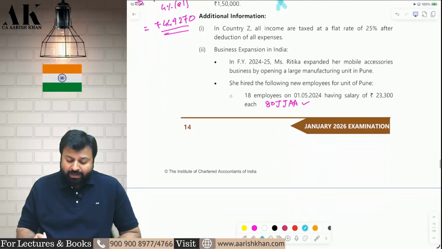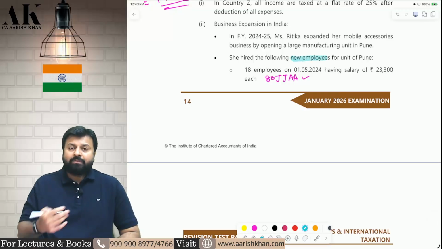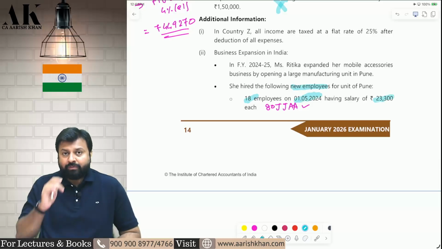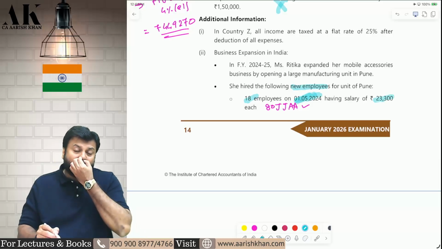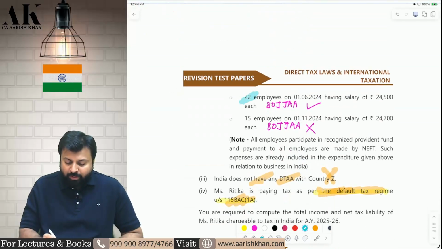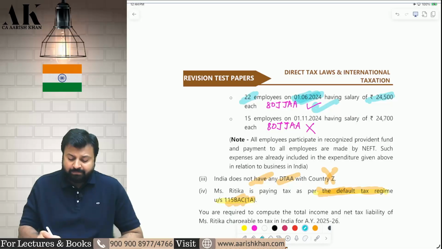Then Ritika has also employed a few employees, so she is eligible for 80JJAA. 18 employees were employed on 1st of May. Emolument is less than 25,000 rupees. Employees are employed for more than 240 days. Therefore, 80JJAA is eligible: 18 employees into 11 months into 23,300 into 30%. For these 22 employees also eligible because employees are employed for more than 240 days and emolument is also up to 25,000. Last not eligible because the employees are employed for less than 240 days.